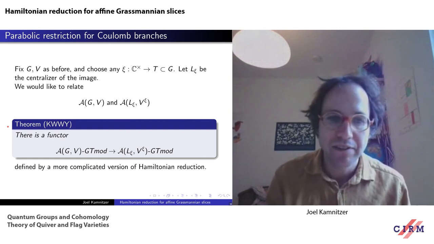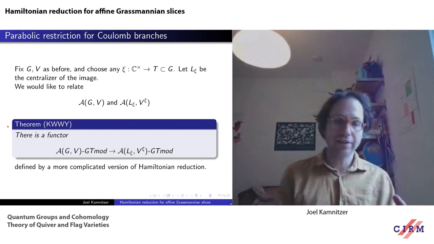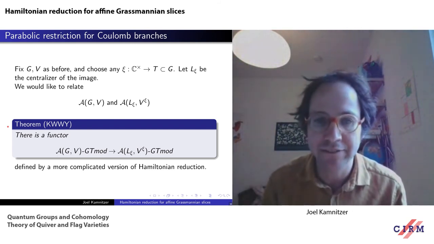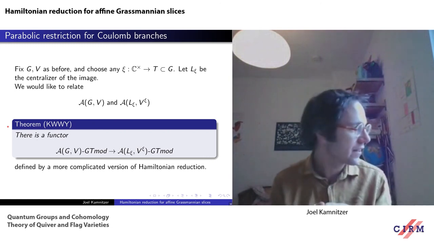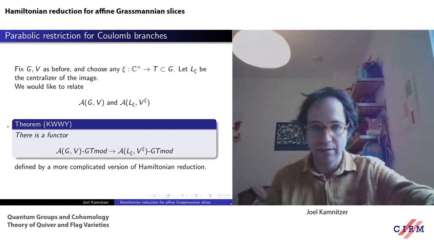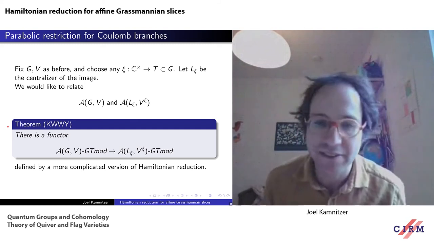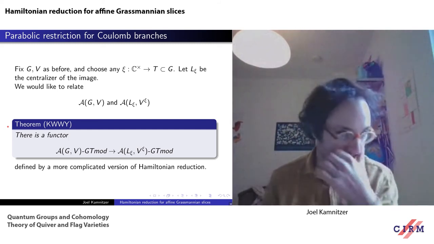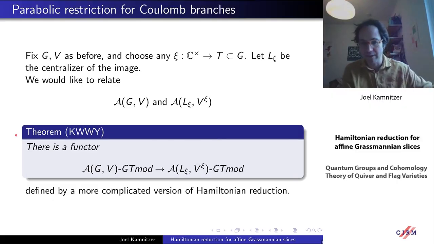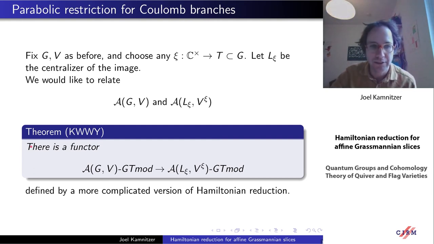Okay. So we've constructed a functor between categorical Gelfand-Tsetlin modules for A_{G,V} and categorical Gelfand-Tsetlin modules for this other algebra, A_{L_c,V^c}. And it's a kind of Hamiltonian reduction. It's sort of inspired by the kind of Hamiltonian reduction I was talking about earlier, but it's more complicated. I can't really explain it in a short period of time, but it involves first applying a Morita equivalence and then considering a map of algebras. So it's in the same flavor as what I talked about before, but more complicated. And this additional complication is used to get rid of the problem involving the Cartan.